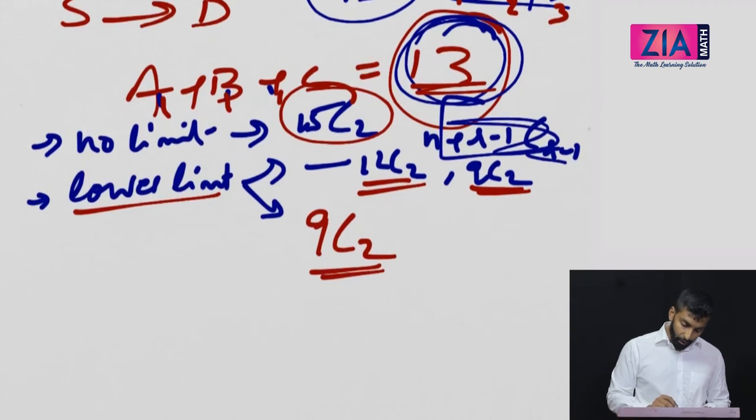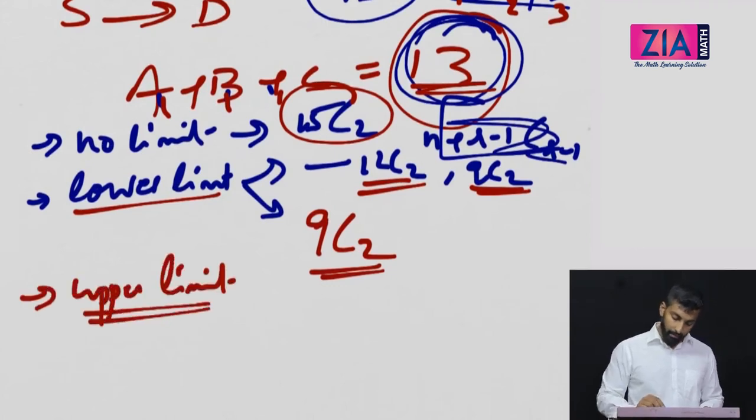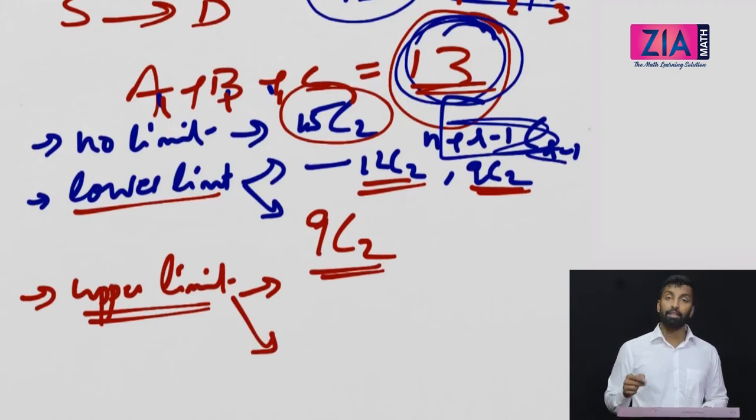Okay. Then after that, what we have seen is upper limit, right? Upper limit with similar limits and with different limits, right? Similar limit means how many ways you can distribute 13 chocolates to 3 people such that no one should get more than 7, right? So the limit is less than or equal to 7. No one should get more than 7.